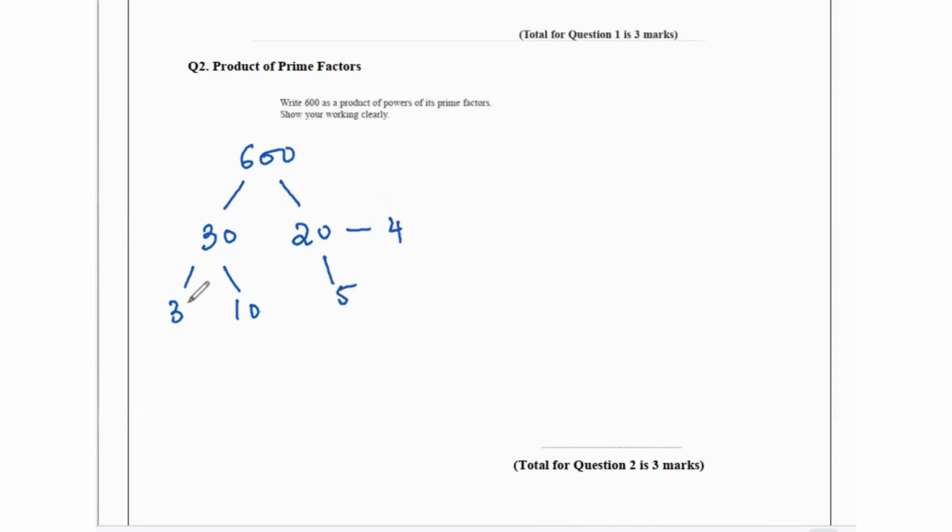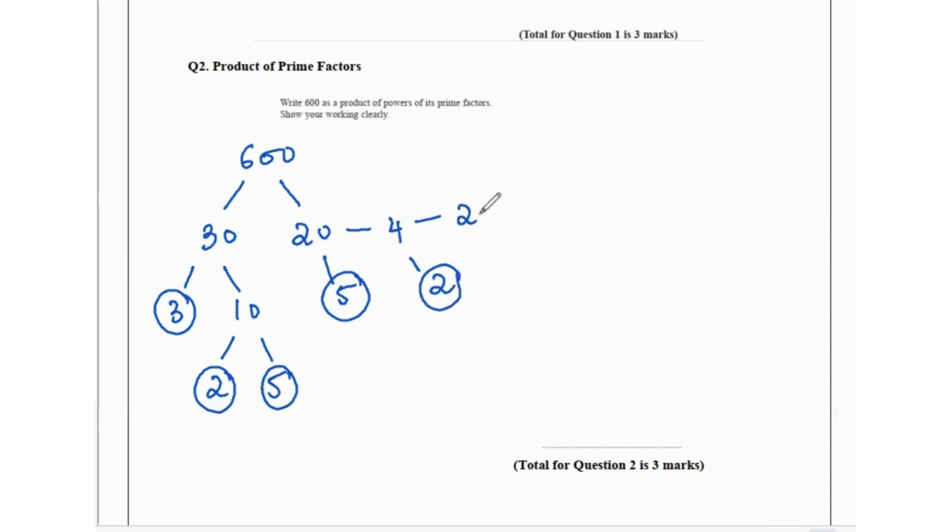3 is a prime number, so we cannot further factorize it. However, 10 can be broken down into 2 and 5. So since 2 and 5 are prime numbers, we cannot further break them down. Same goes for the 5 over here. However, the 4 over here can be broken down into 2 and 2 because 2 times 2 is 4. So these are our prime factors, which when you multiply, give us 600.